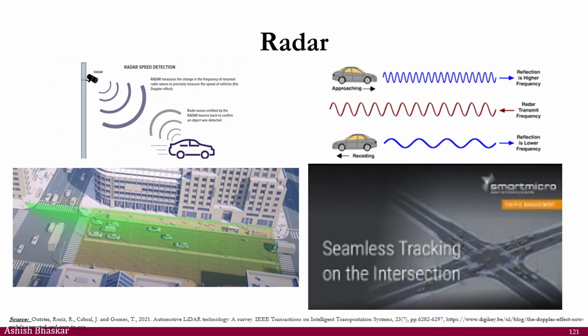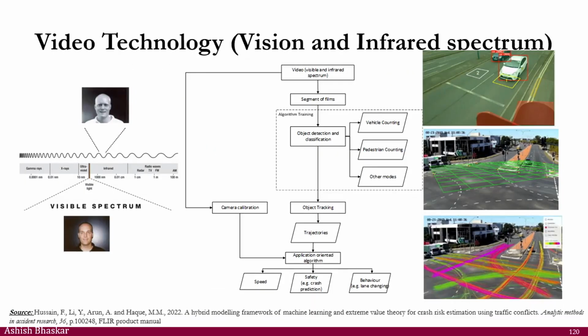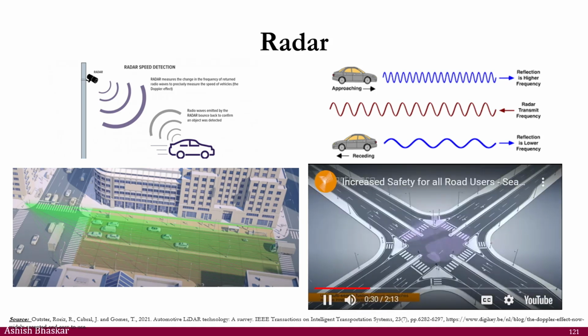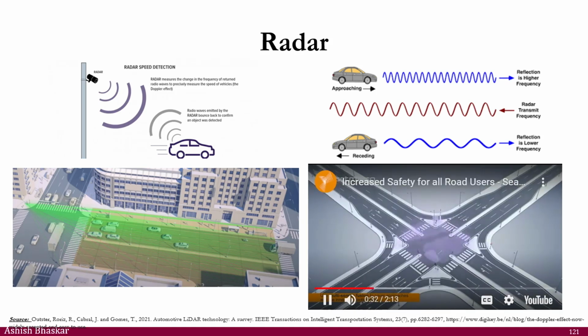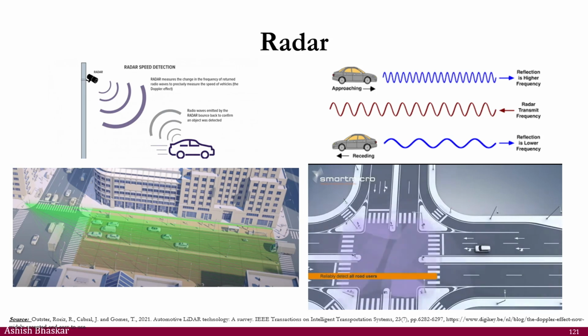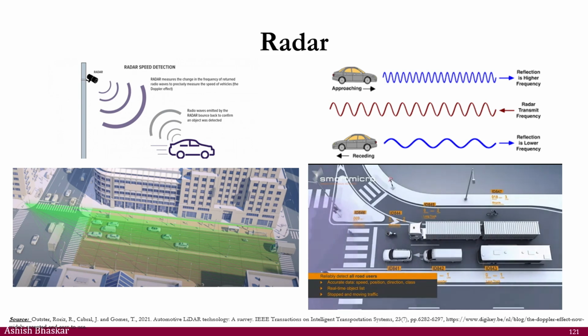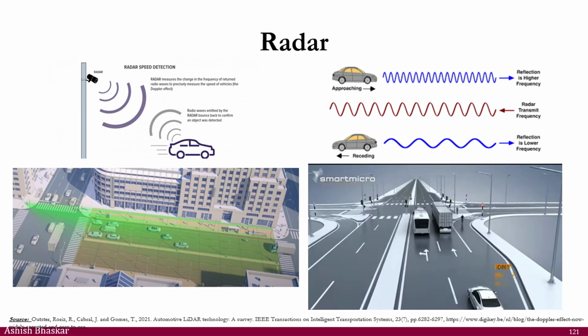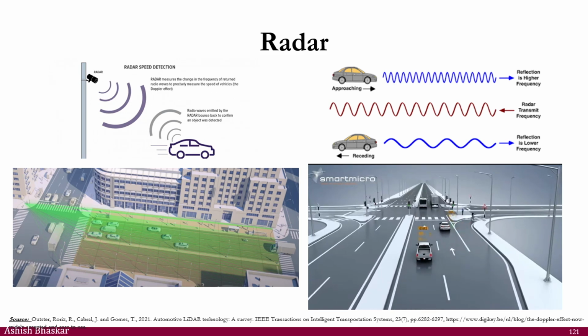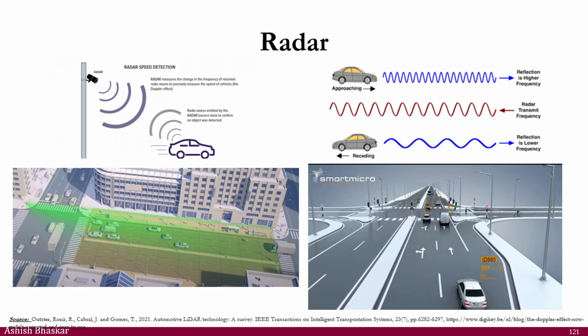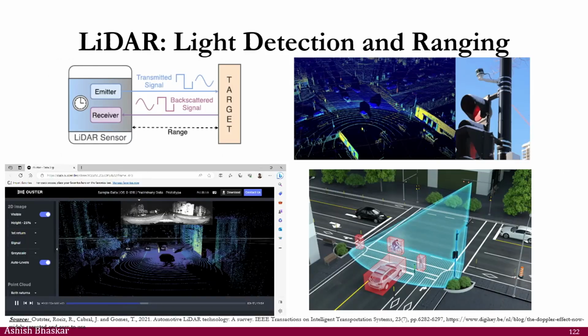Then comes your radar sensors. Basically they are focusing on the vehicle. I think Smart Micro has their own video on YouTube. You can have a look at how the sensor technology works, and they are basically saying that you can capture a long stretch of distance and give you more values in terms of queue length, etc. Wavetronix is widely used in a number of places in the US.